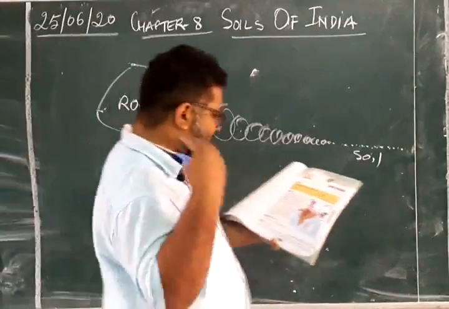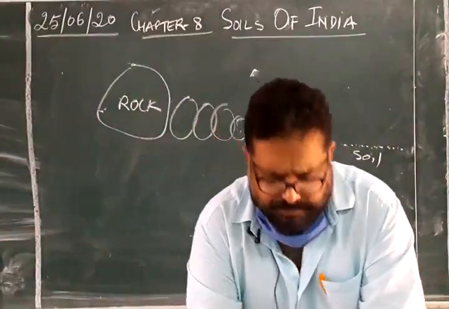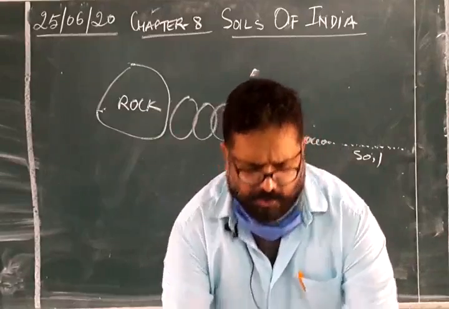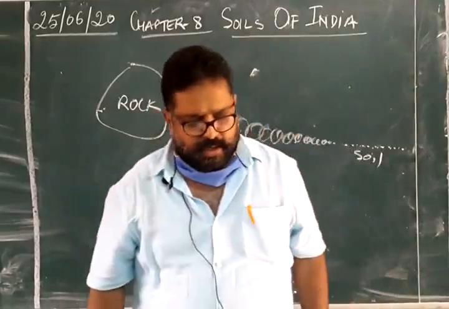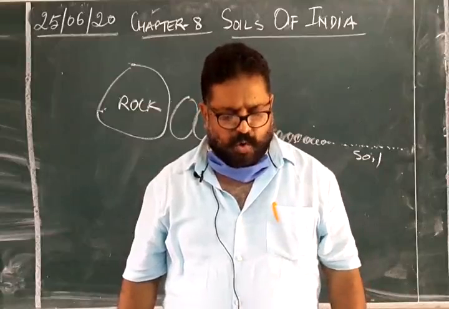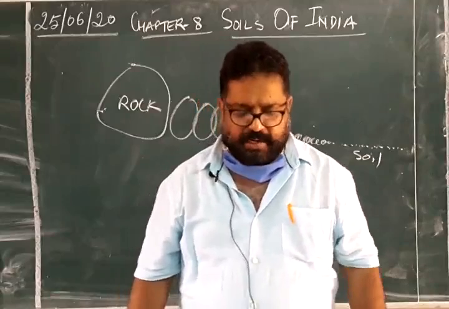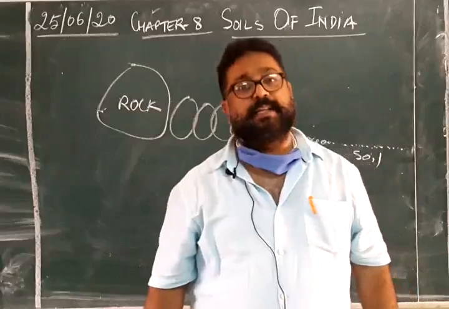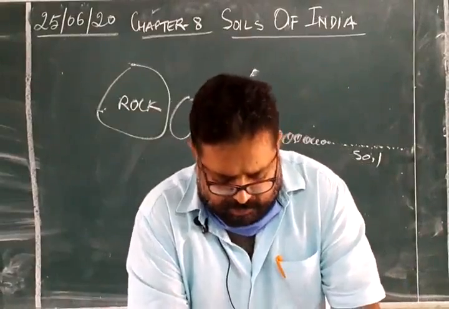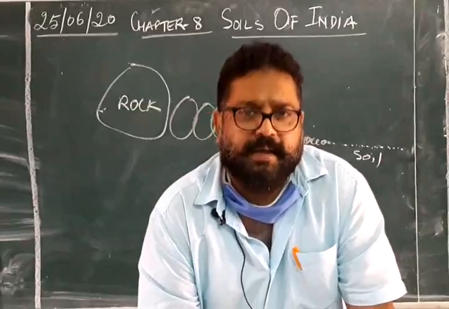There are broadly six types of soil found in India. Broadly means mainly. Number one, alluvial soil. Alluvial soil is formed by the deposition of silt, S-I-L-T, or alluvium transported by the rivers. Please underline: alluvial soil is formed by the deposition of silt or alluvium transported by rivers.